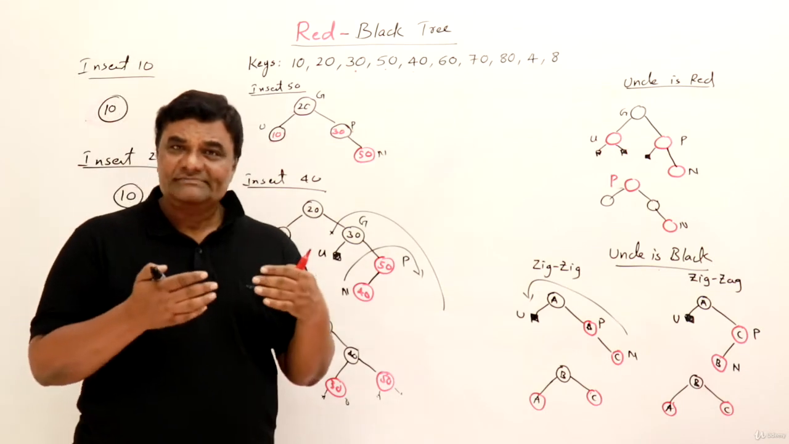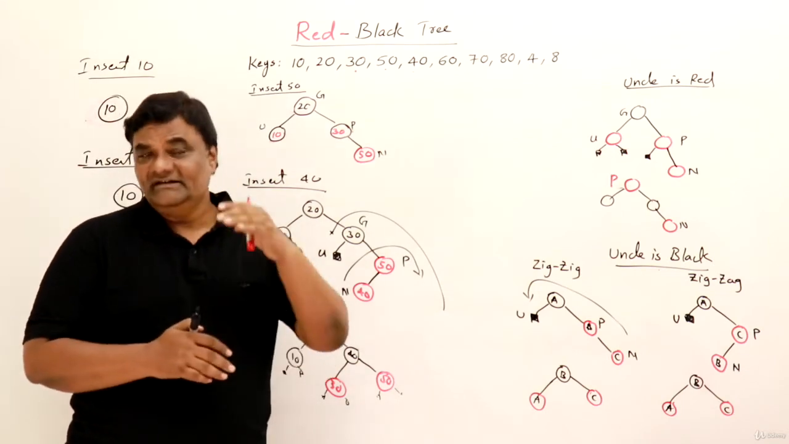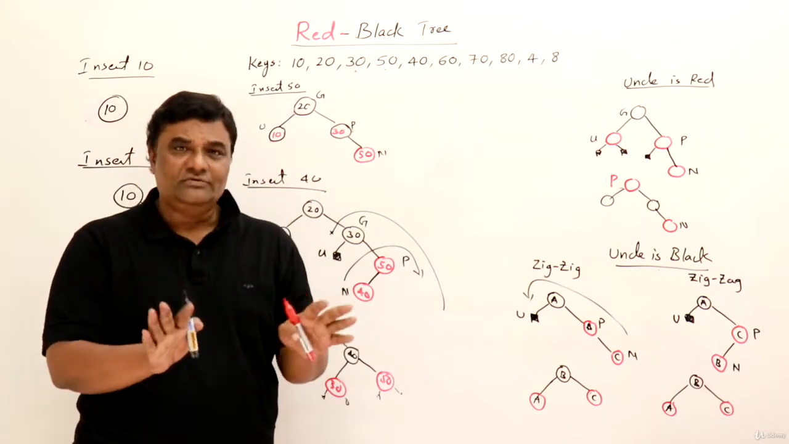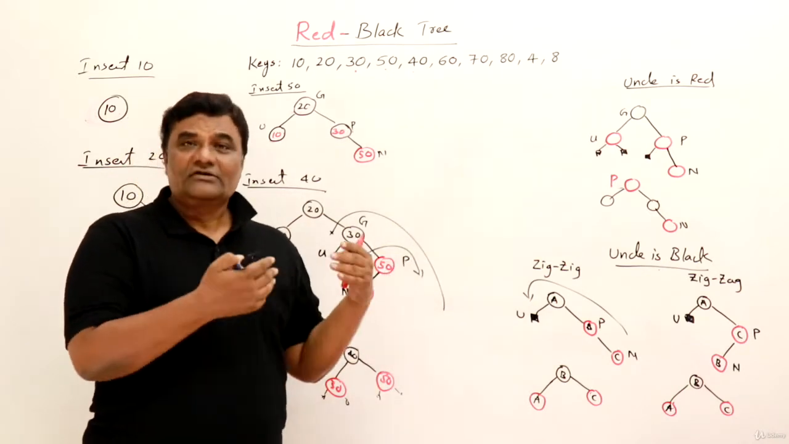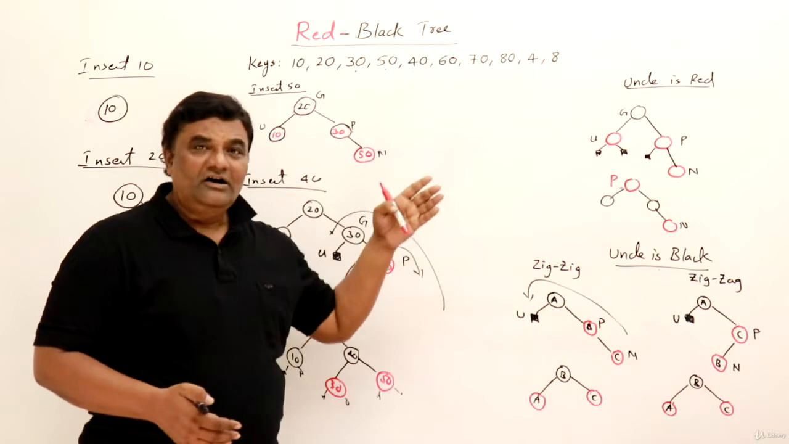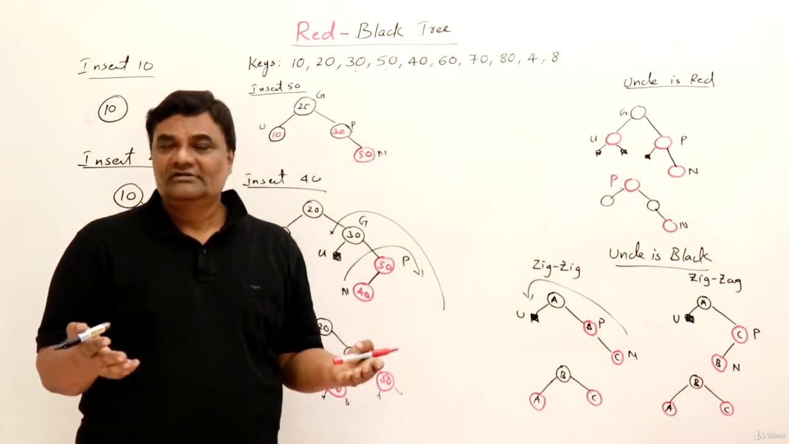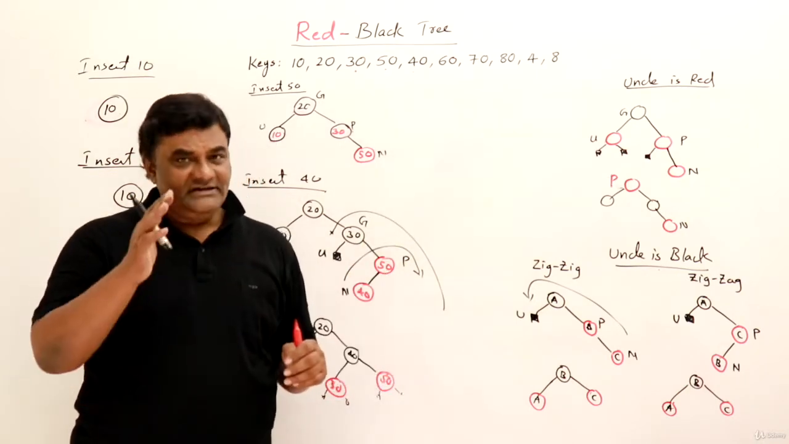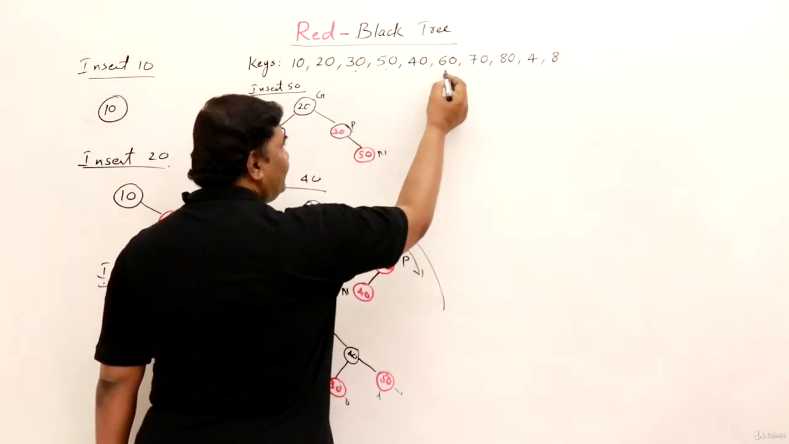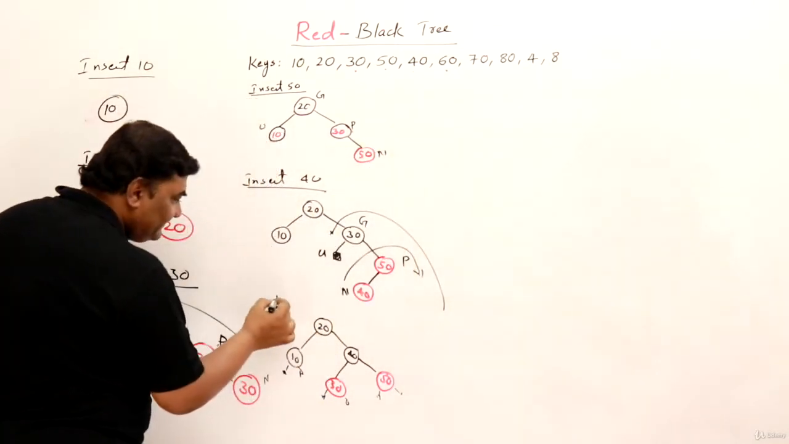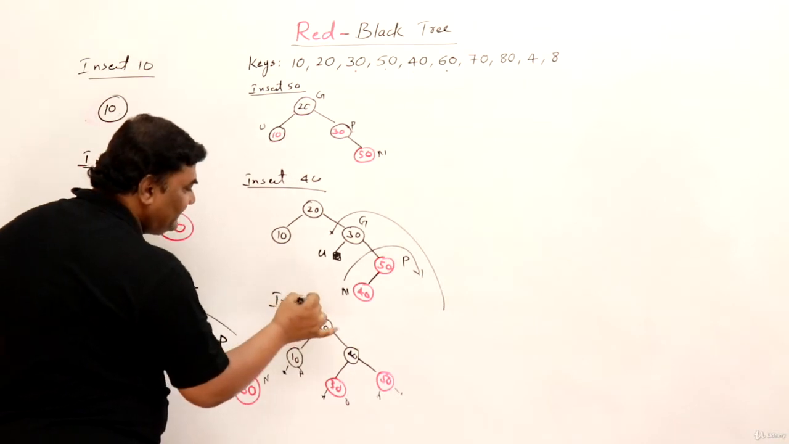So you don't have to take special care of maintaining the number of blacks. Follow this: if there is a color conflict, either recolor or perform rotation. That's what you do, and you will get a red-black tree. So I will insert the remaining keys. For that I will remove this one. Next key is 60. So insert 60. So this is the final tree that I have.